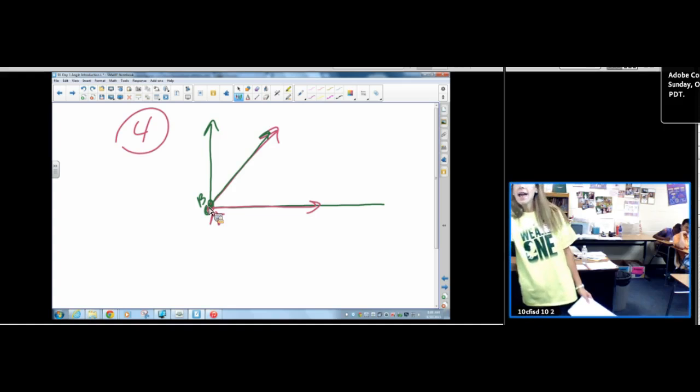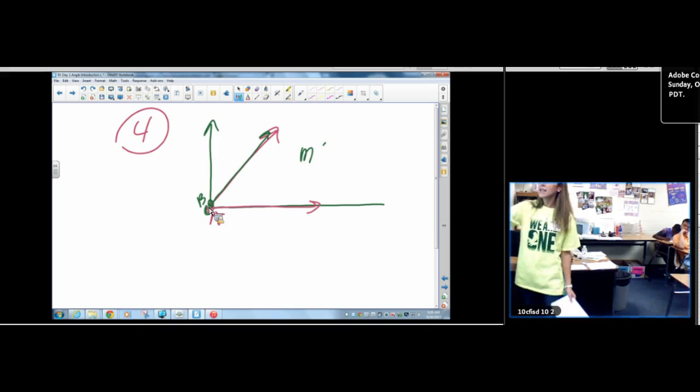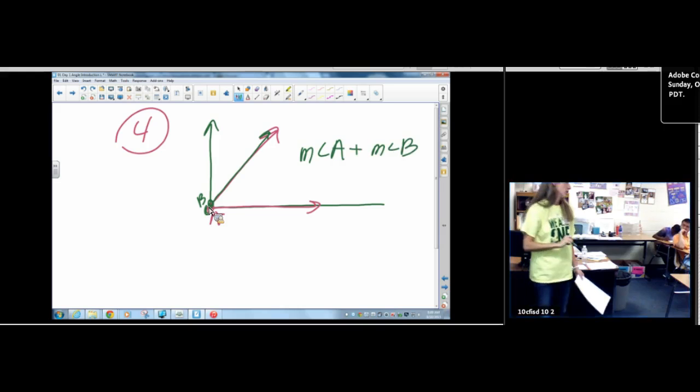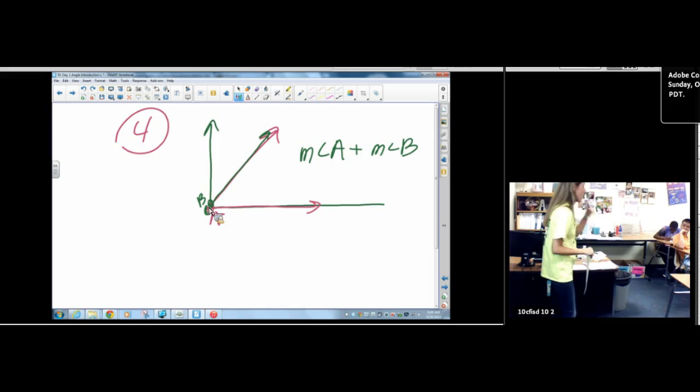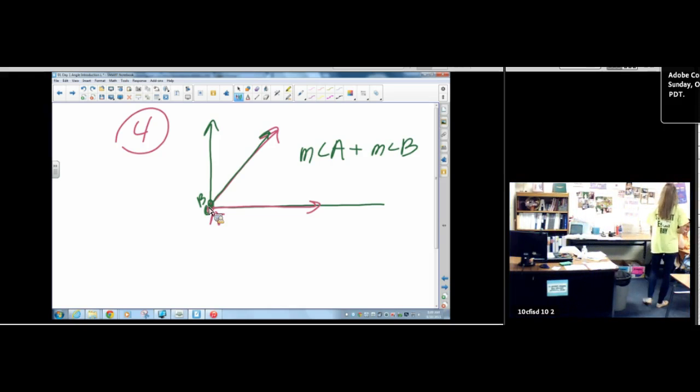So you're going to have angle A, and it's going to be what's called adjacent, which we haven't learned yet. Angle A adjacent to angle B. And that is angle A plus angle B. So that's how you add angles. You copy an angle, and then right next to it, you copy the other angle. You don't leave any space.